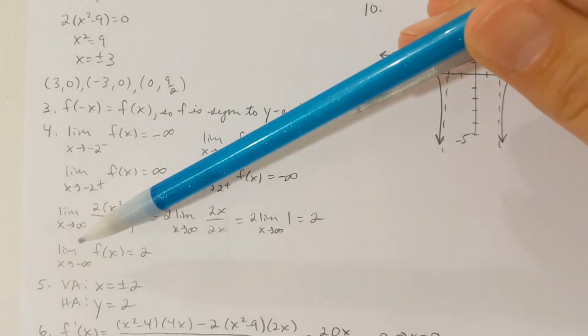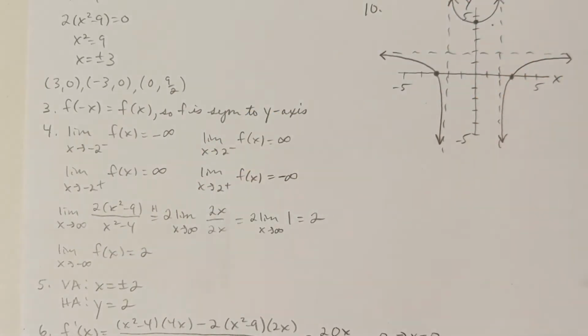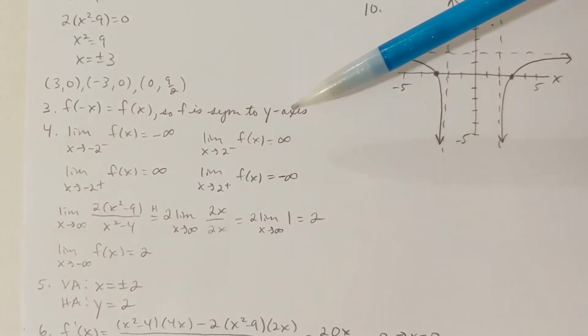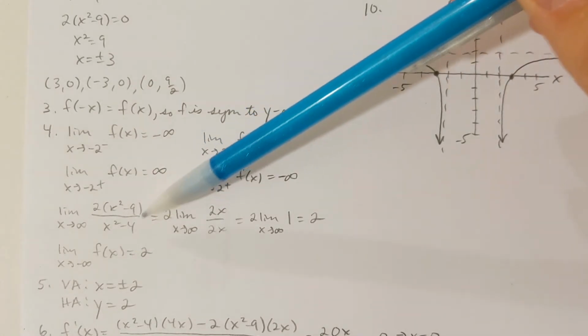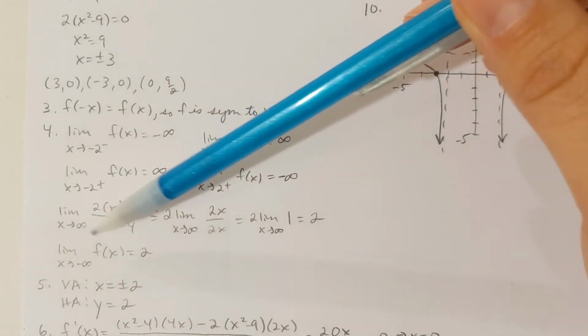Okay, the limit as x approaches negative infinity of f of x would also be 2 by using symmetry. We've already said that the graph is symmetric to the y-axis. Or I could use L'Hopital's rule. The calculation would be the same as it was, only you're approaching negative infinity.